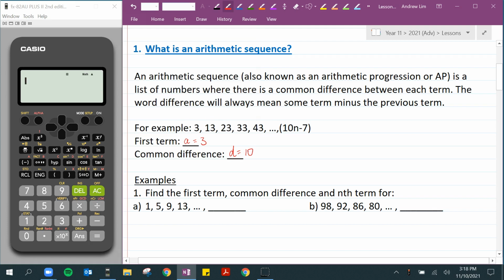Because what we need to do is take a number and subtract the previous term. 13 minus 3 is 10. 23 minus 13, also 10. 33 minus 23, also 10. Okay, so you should get the point. And we can see here that they follow this pattern. The nth term is 10n minus 7. So the first term will be 10 times 1 minus 7, which is 3. The second term is 10 times 2 minus 7. The third term is 10 times 3, 30 minus 7, 23, etc.